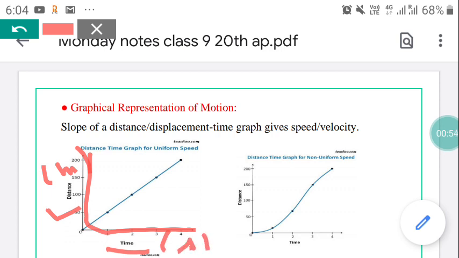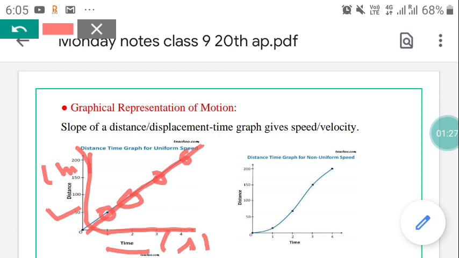Since the object is moving with uniform speed, it means it covers equal distance in equal intervals of time, like I have explained to you in uniform motion. So in 1 second he covers 50 meter. In second second, total distance he covers is 100. In third second 150. In fourth second 200. If you join all these points, it will come a straight line. This type of graph is for uniform speed and uniform motion.